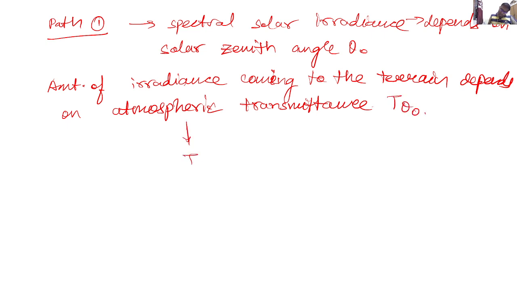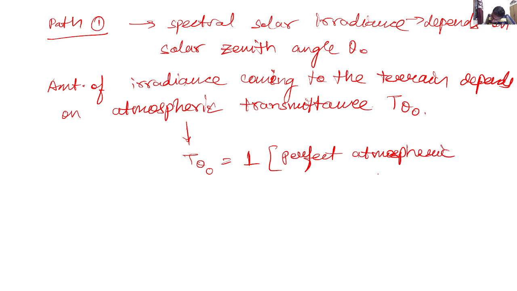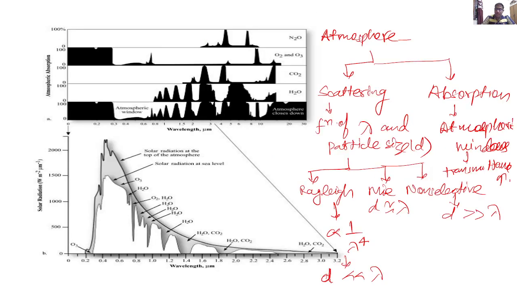Now T theta naught would be exactly equal to 1 if there is a perfect atmospheric window, but we know that is not possible. As you can see, the top of the atmosphere solar radiation is never equal to the one which reaches the, let us say, the sea level or the surface body.